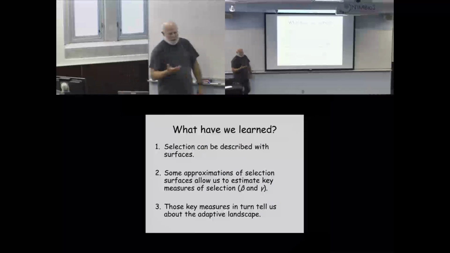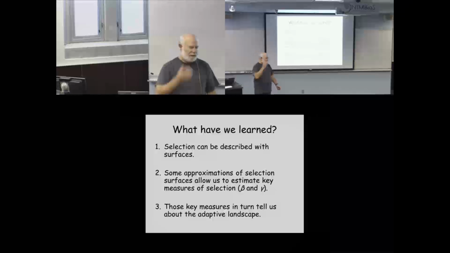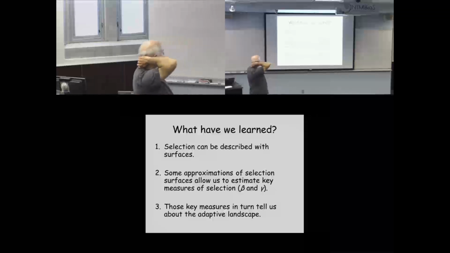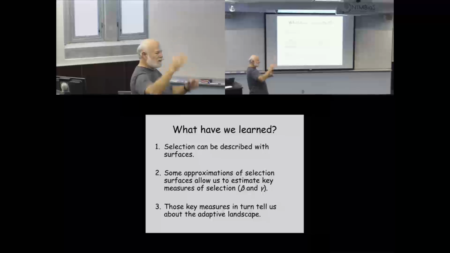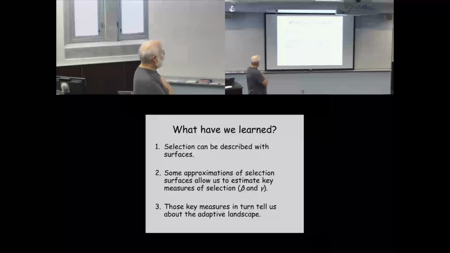Okay, so 3 big takeaway messages, and they're simple. We can describe selection with a surface. And for those of us that are visually oriented, this is a really compact way of thinking about selection. Directional selection is always your distance from the optimum. The curvature is telling you about stabilizing selection. And we get this new thing, correlational selection, that comes out of the bivariate and any other multivariate case.